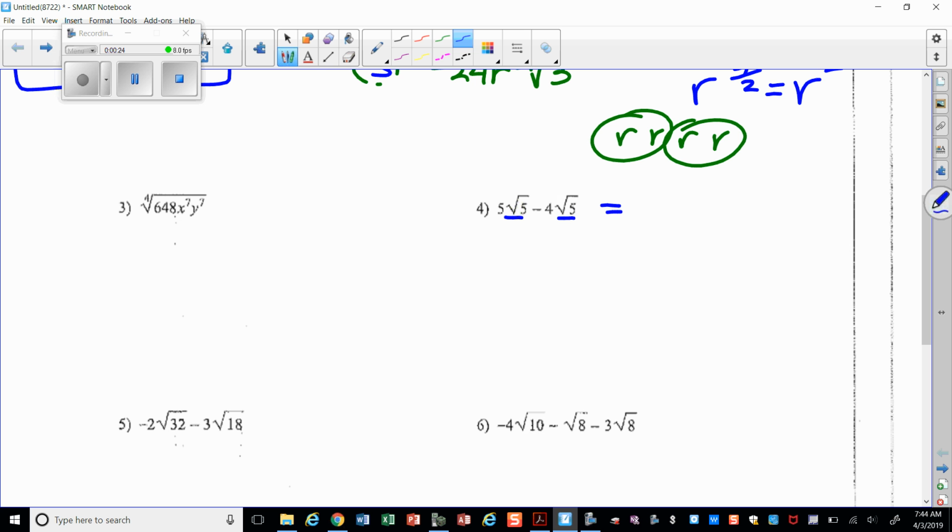So that's going to equal square root of 5. Square root of 5 minus square roots of 5 equals square roots of 5. Well, how many? And then you just combine your like terms. Look at the numbers in front. So I've got 5 and a minus 4. So 5 minus 4 is 1, and so my answer would just be square root of 5.